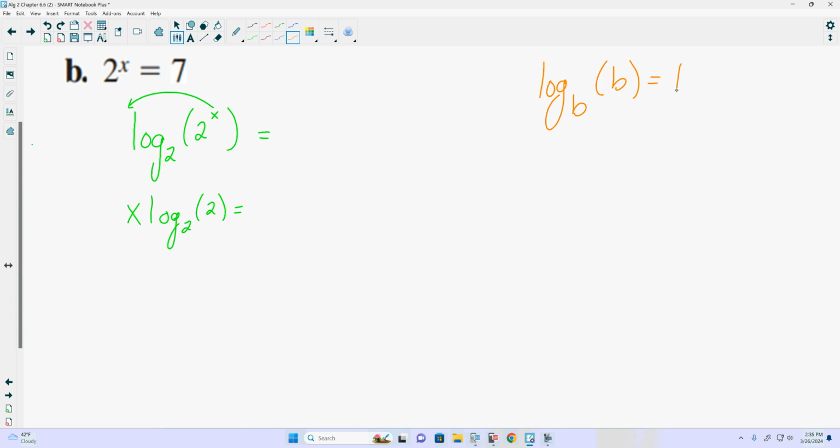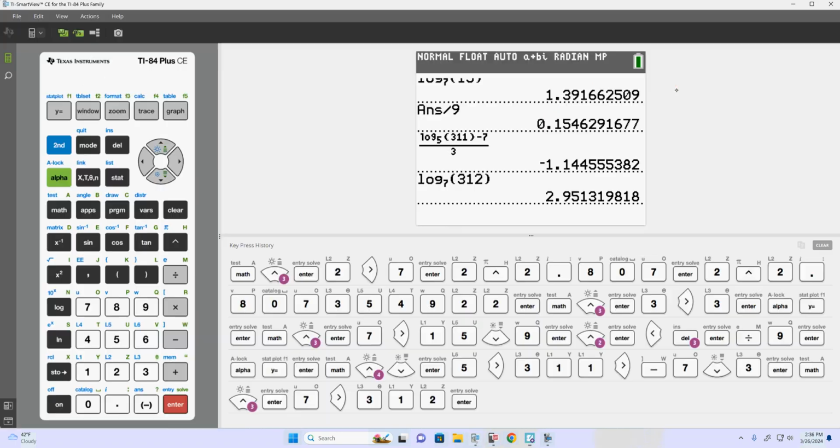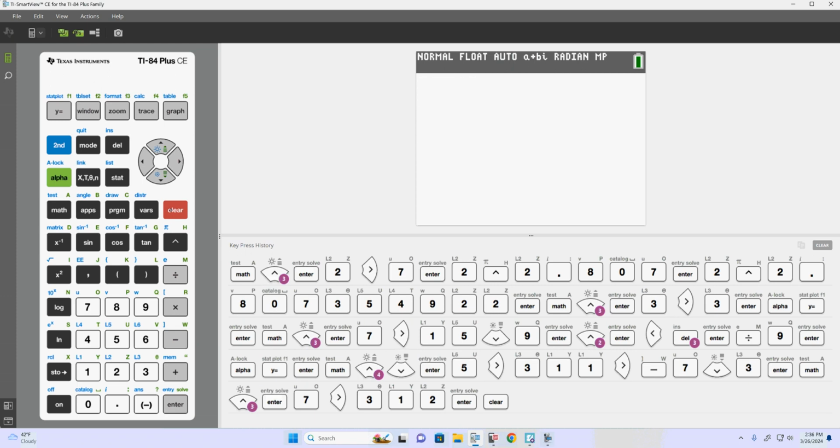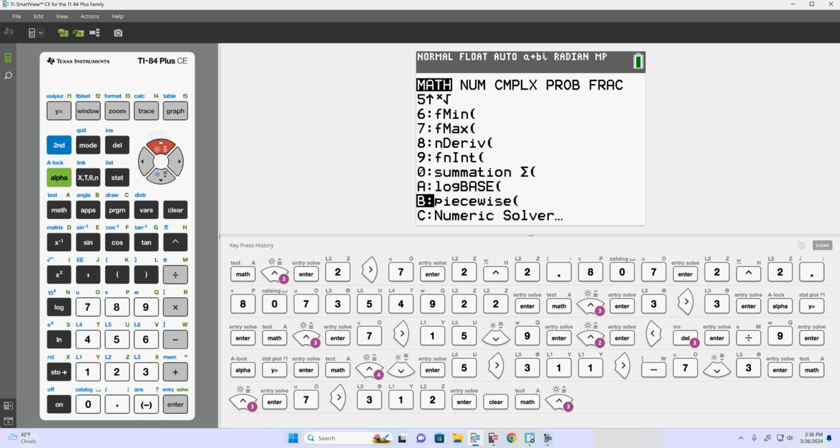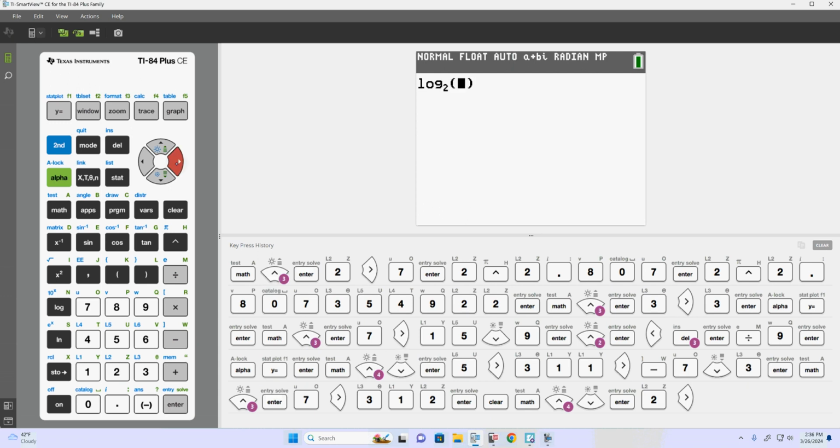Log base b of b is 1. So here, log base 2 of 2 is what? 1. Because the base and what's inside are the same, so it is 1. We can do that also in the graphing calculator. Log base 2 of 2 is 1.